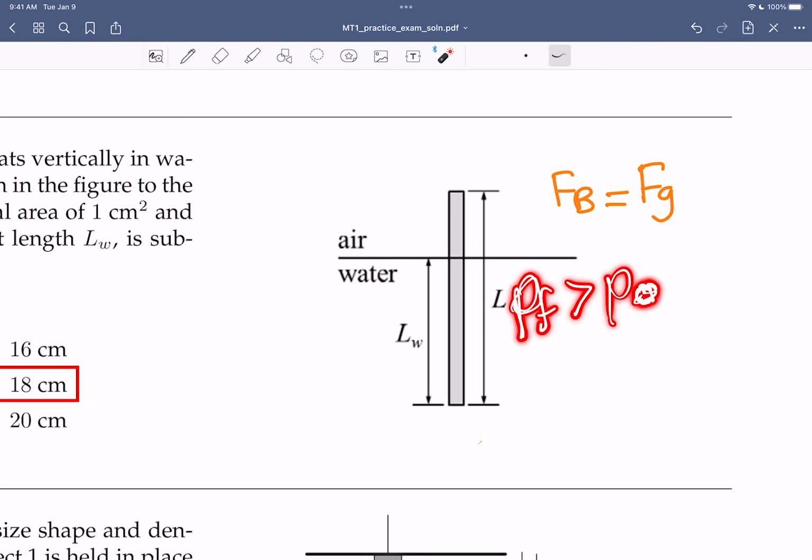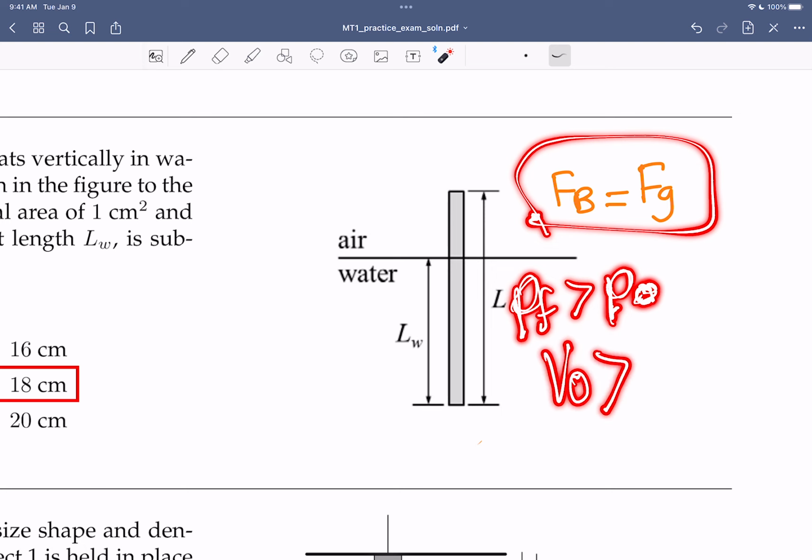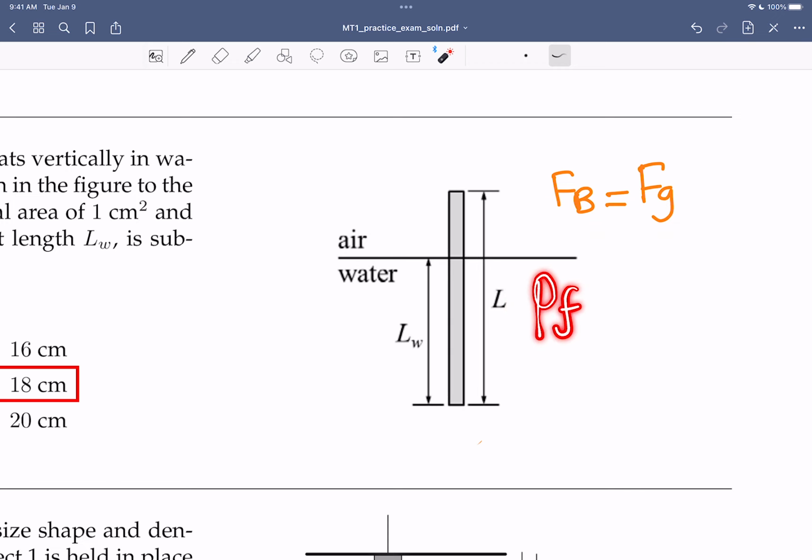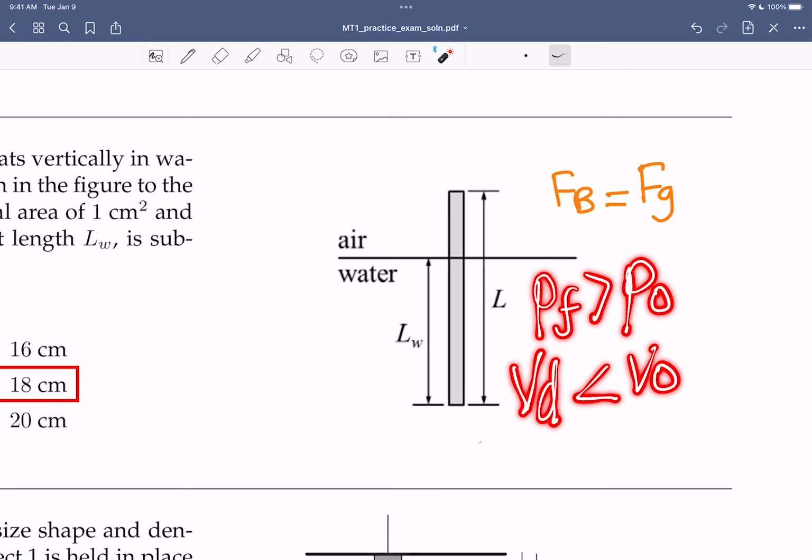So P for your density, right? If ρF is greater than ρO, then in order for your force of buoyancy and your force of gravity to be equal, your volume of your object is greater than, well, actually, let me show you this way. So ρF greater than ρO, and so your volume of your object is greater than the volume displaced. So you see how they kind of cancel each other out?